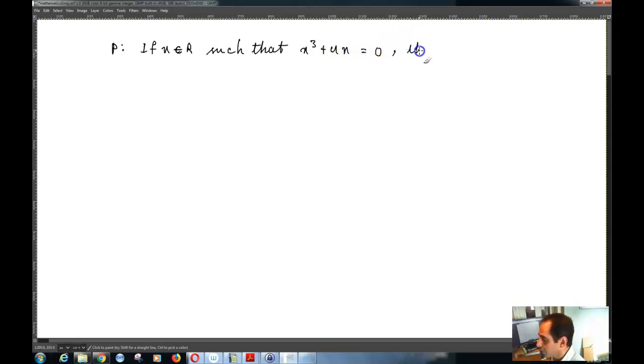Okay, so now using the contrapositive method for the same problem, the statement was P: if x is a real number, if x belongs to the set of real numbers, and such that x cubed plus 4x is equal to 0, then x is equal to 0.